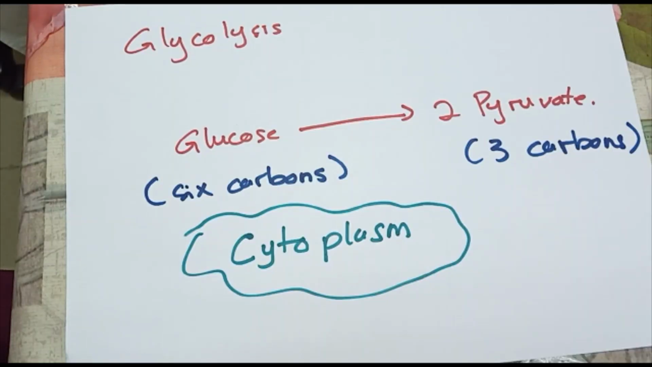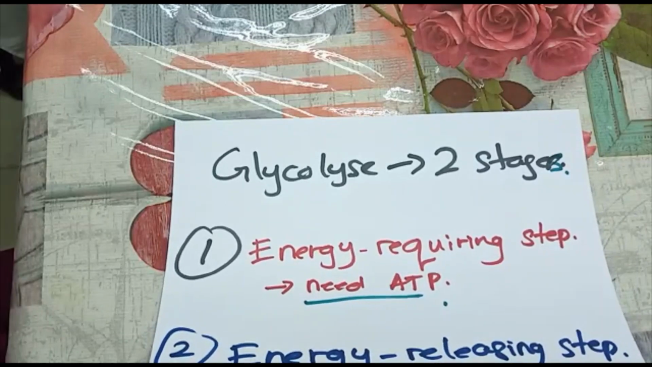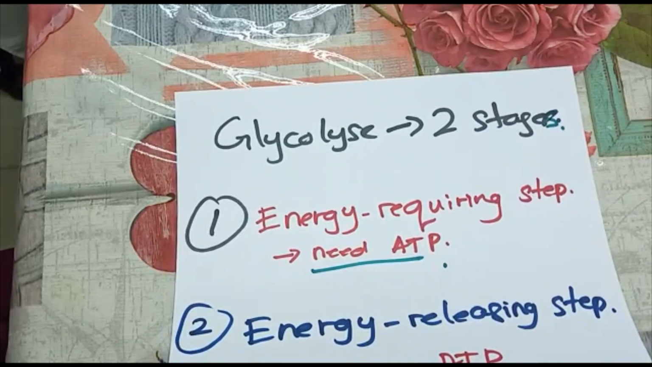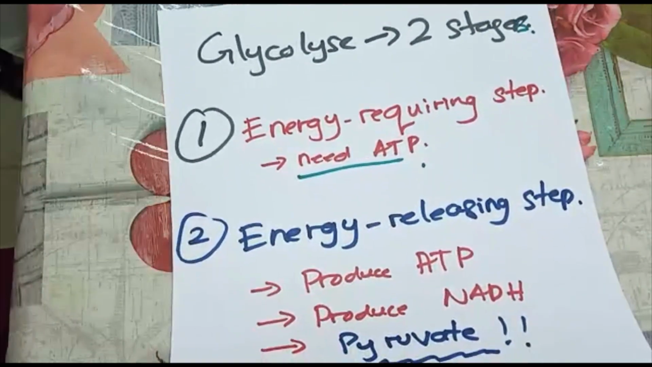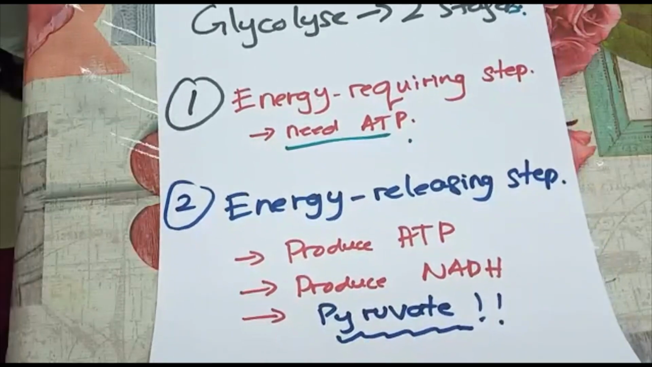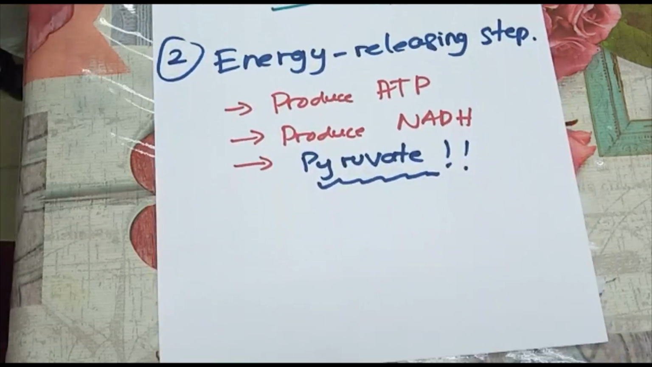Glycolysis is a process to convert glucose into 2 pyruvate, where glucose consists of 6 carbons and 1 pyruvate consists of 3 carbons. That's why 1 glucose can produce 2 pyruvate. This process happens in the cytoplasm. Glycolysis consists of 2 stages. First is the energy requiring step, which needs ATP. Second is the energy releasing step, which produces products. There are ATP, NADH, and also pyruvate.